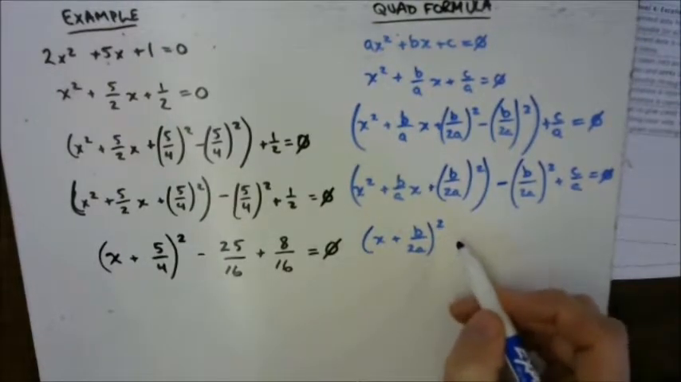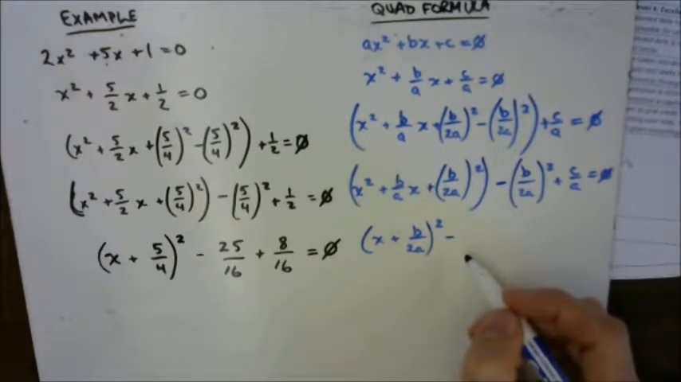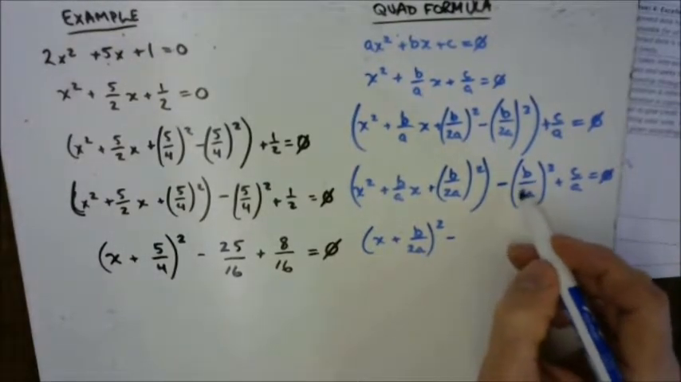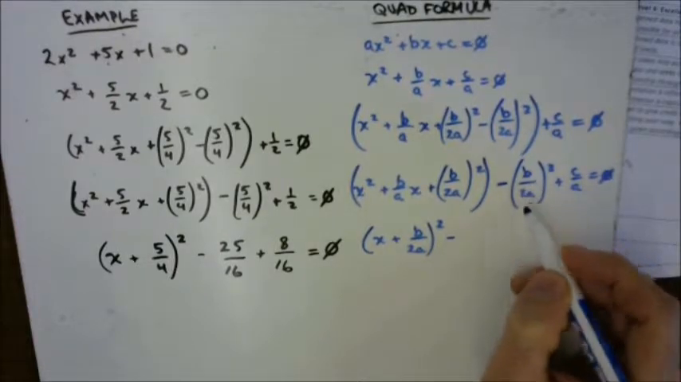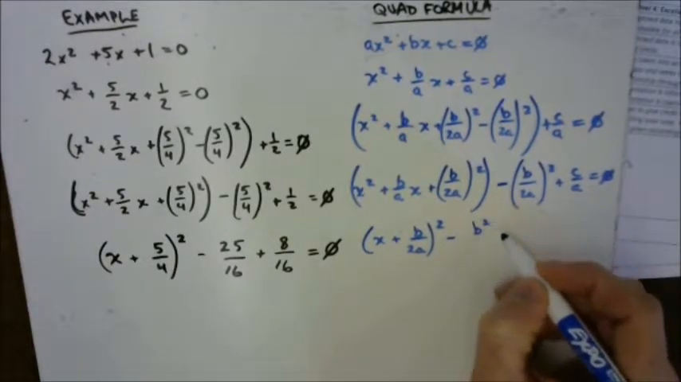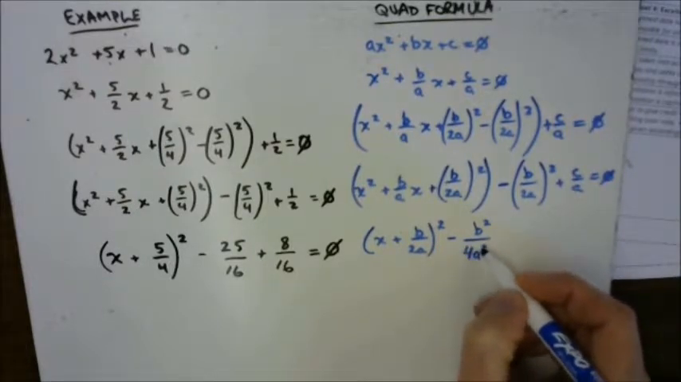That's now a binomial squared. It represents all of this information. And on the outside, I'm going to be left with b over 2a squared, which is b squared over 2a squared. So b squared is b squared, and 2a squared is 4a squared.